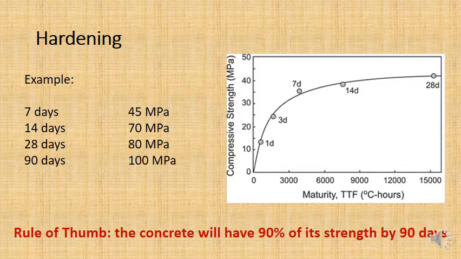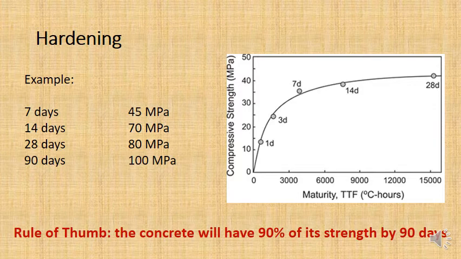After 7 days, the concrete has a strength of 45 megapascals, compressive strength, let's say. At 14 days, it's about 70 megapascals. At 28 days, it's about 10 megapascals. And after 90 days, when it's 3 months old, it's going to be about 100 megapascals in strength. What happens with the concrete is it slowly gets stronger and matures following a logarithmic curve, similar to the one you can see on the right there.